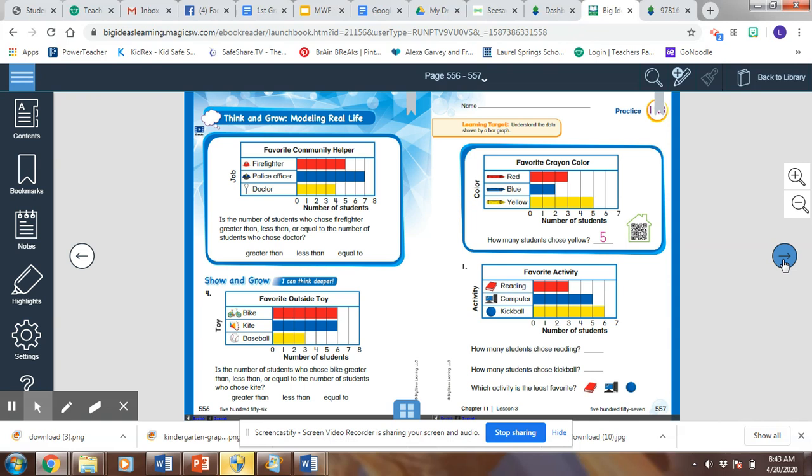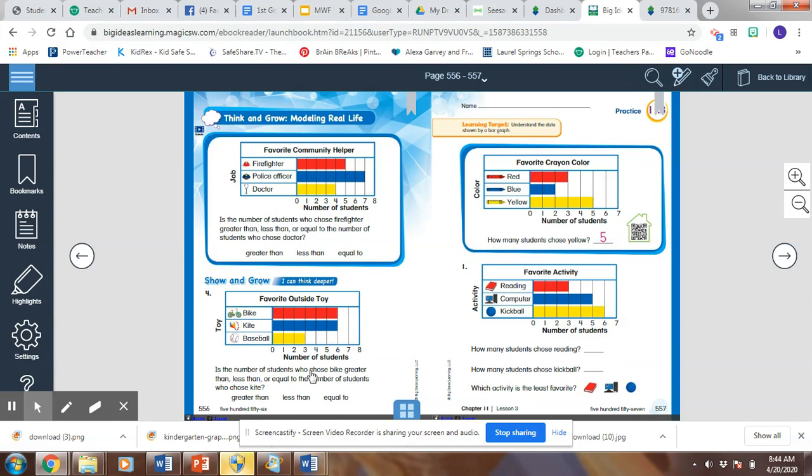All right, now you're going to take what you've learned and you're going to apply it. They're giving you 2 bar graphs. One is your favorite community helpers. Here are your categories: firefighters, police officers, and doctors. And then for this one, they're giving you your favorite outside toy. And here are your categories: bike, kite, and baseball.